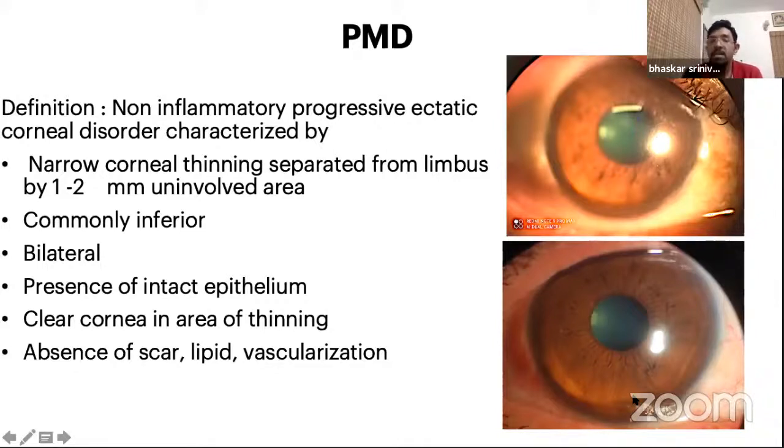So if you stain the eye, you will not see the fluorescein being taken up. The cornea is clear, and that is why the name pellucid, which basically means clear. And there is absence of scar, lipid, and vascularization in PMD. So these are very characteristic descriptions as far as PMD is concerned. And the photo here shows you the gross slit lamp view.